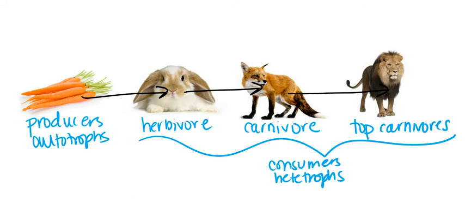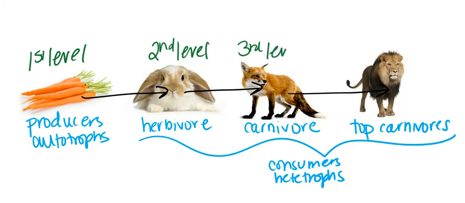Now that we have our food chain drawn correctly, we are going to be labeling our trophic levels. Trophic levels start from the producer and go up to the top carnivore. Therefore, our carrots are going to be our first level. The rabbit is our second level. The fox is our third level. And the lion is our fourth level.